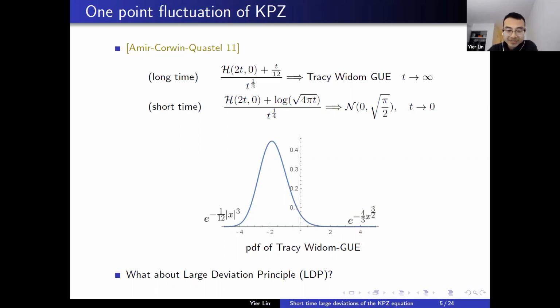So as you can see from the title here, in this talk we're going to deal with the large deviation of the KPZ equation in the short time regime where we send t goes to 0. In this regime, the result has been less mathematically treated, I would say. But before that, let me first review a few results about the large deviation for the KPZ equation in the long time regime. Okay.